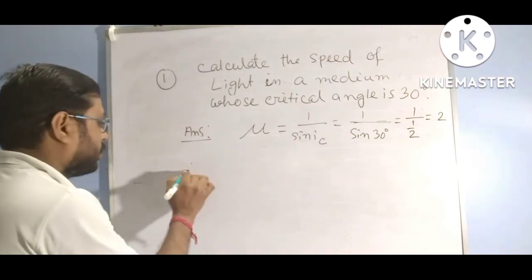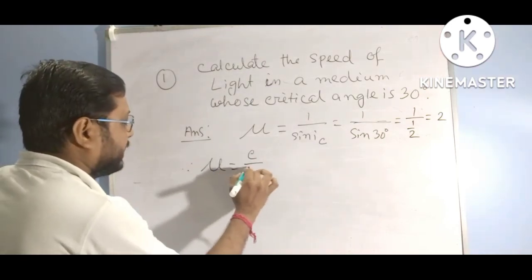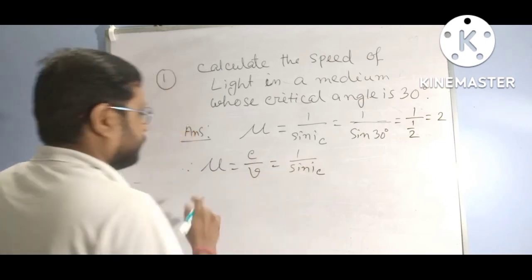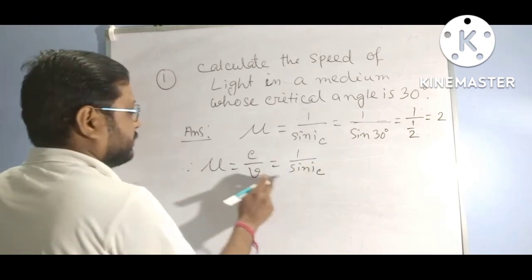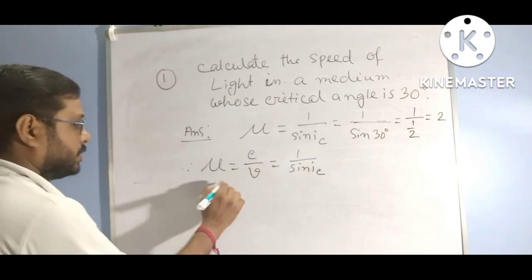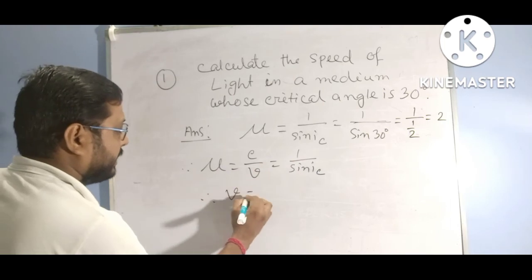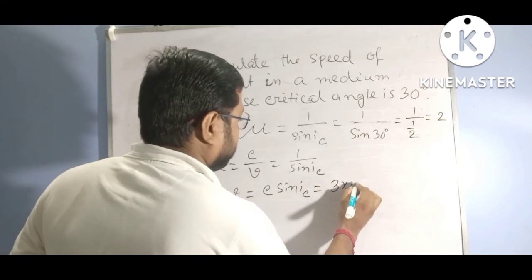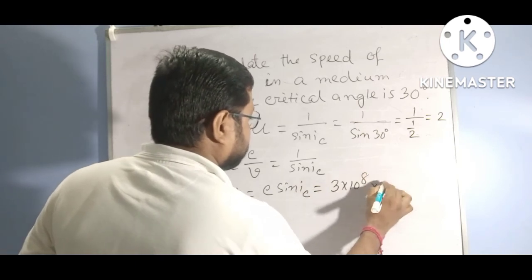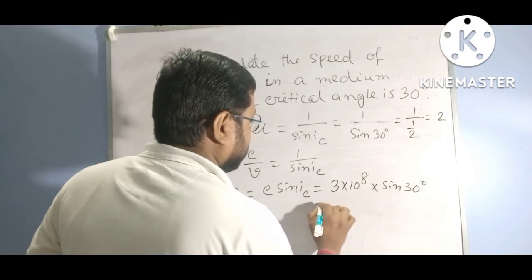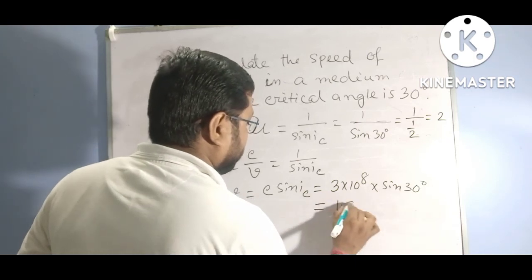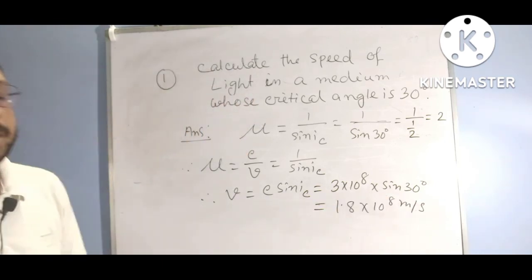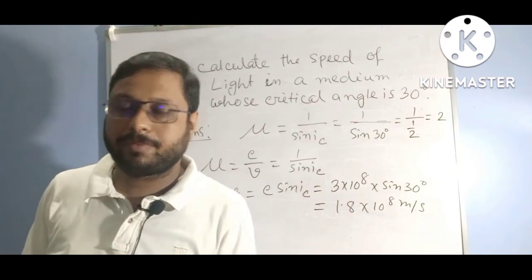Now we also know that mu equal to C by V equal to 1 by sin IC. We can find out the value of V. So from here we get V equal to C sin IC. The value of C, speed of light in vacuum, is 3 into 10 to the power 8, into sin 30 degree. If we calculate the value, we get 1.5 into 10 to the power 8 meter per second. This is the basic law to find out any type of numericals.